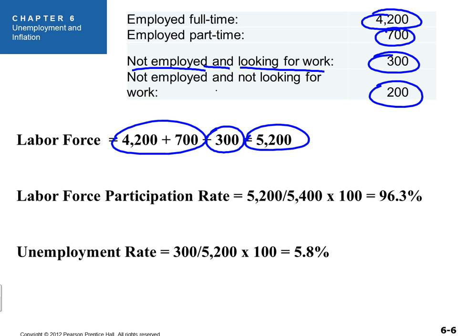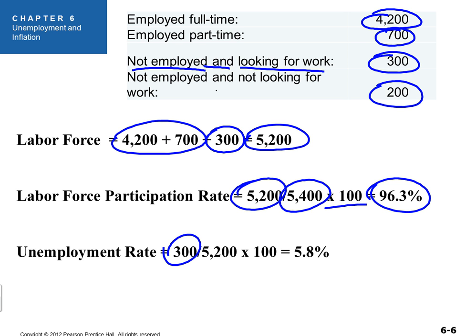To calculate our labor force participation rate, all we have to do is find our labor force, which is 5,200, divided by the total population, 16 years and older, multiplied by 100, and I come up with 96.3%. Then to calculate our unemployment rate, all you have to do is take those that are unemployed and actively seeking work, which is again 300 right here, and divide that by 5,200, and that is our labor force, multiplied by 100, and I come up with 5.8%.